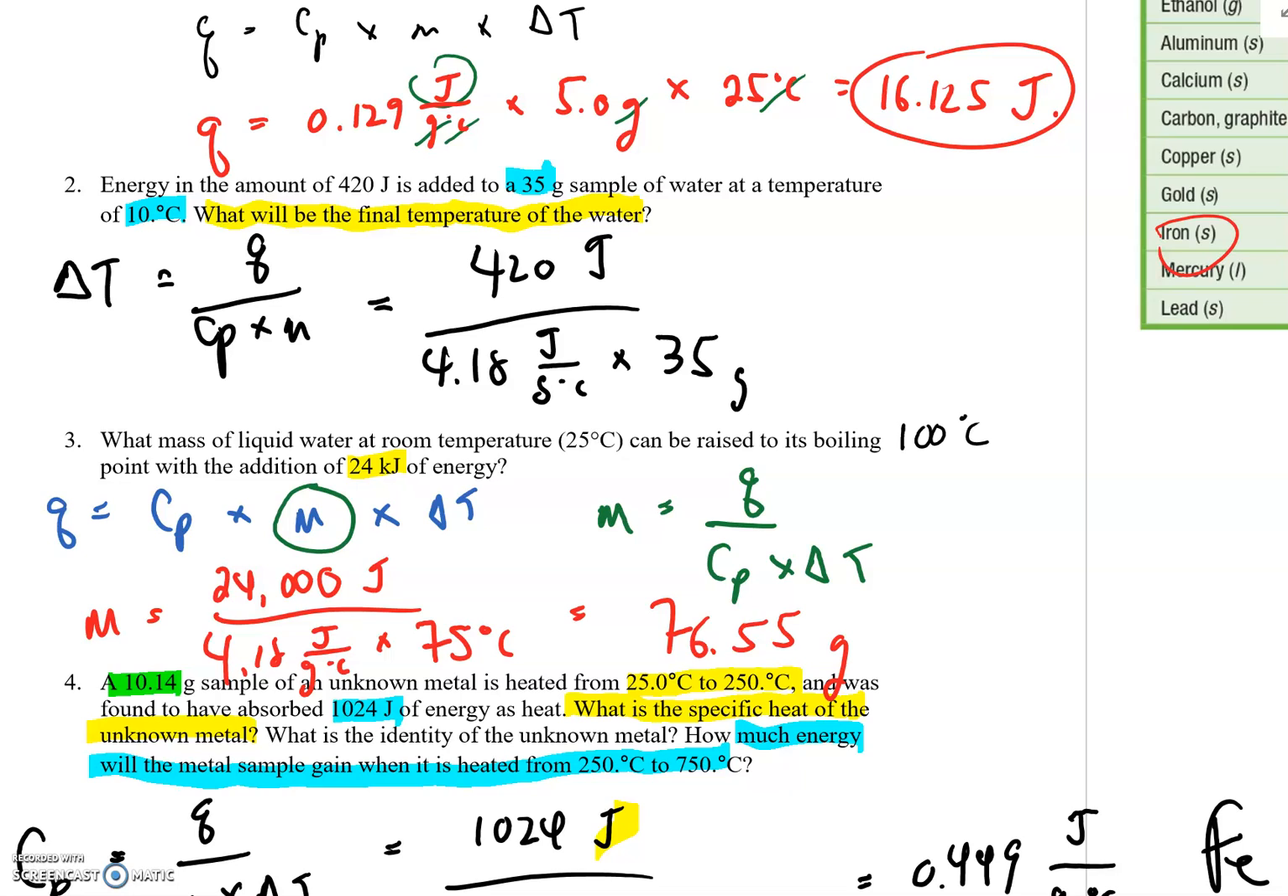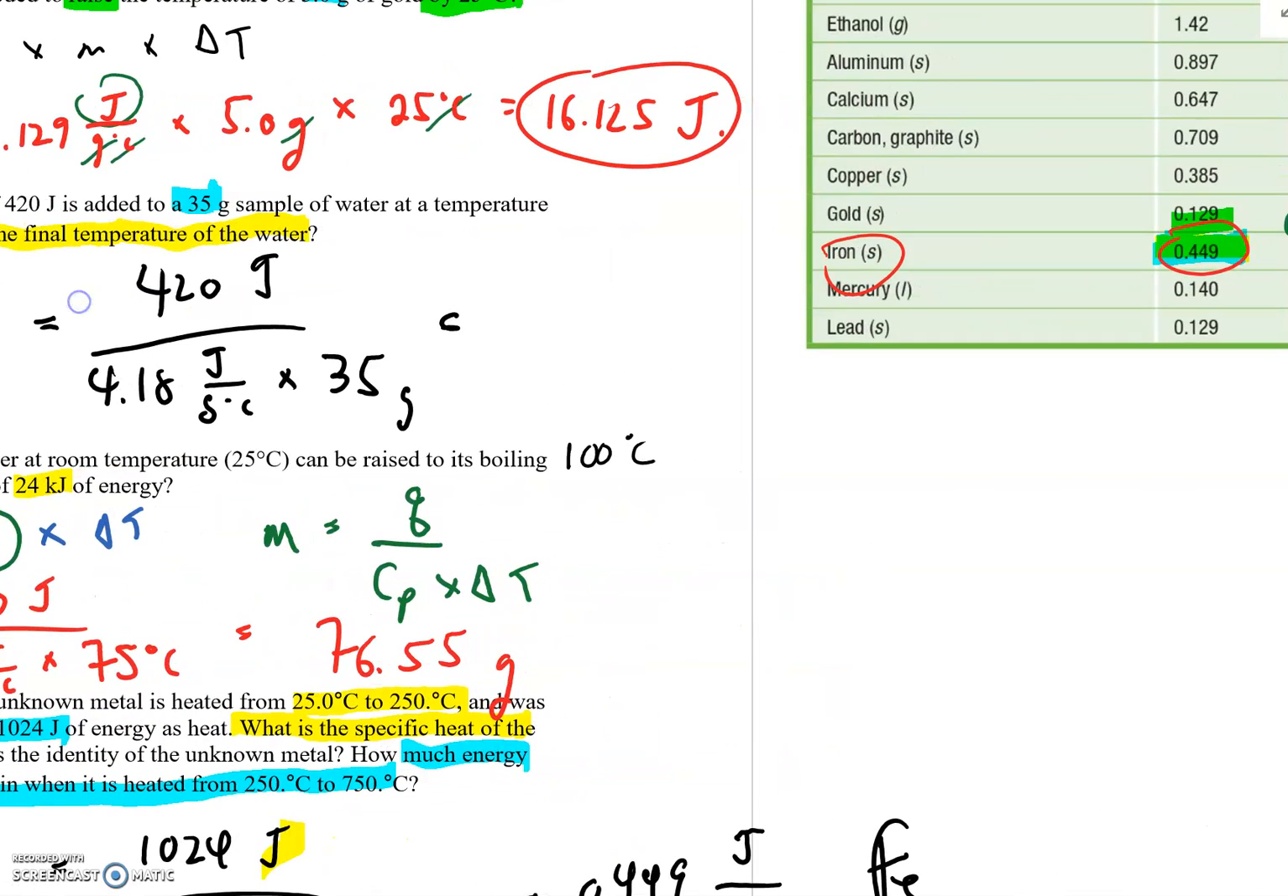Okay? So let's bust out your calculator. Now all this is going to do is give us the delta T. So we're going to say 420 divided by the quantity 4.18 times 35 grams. And we get a delta T of 2.87 degrees Celsius. All right. Be careful.